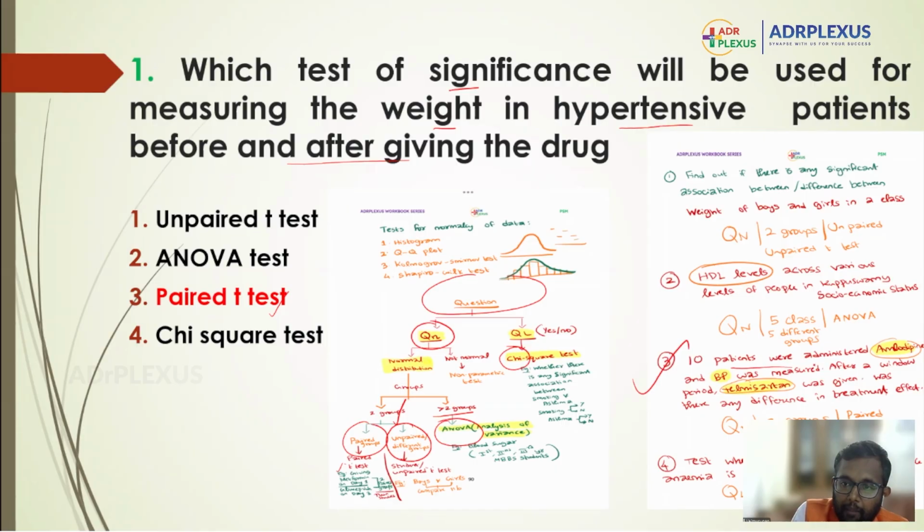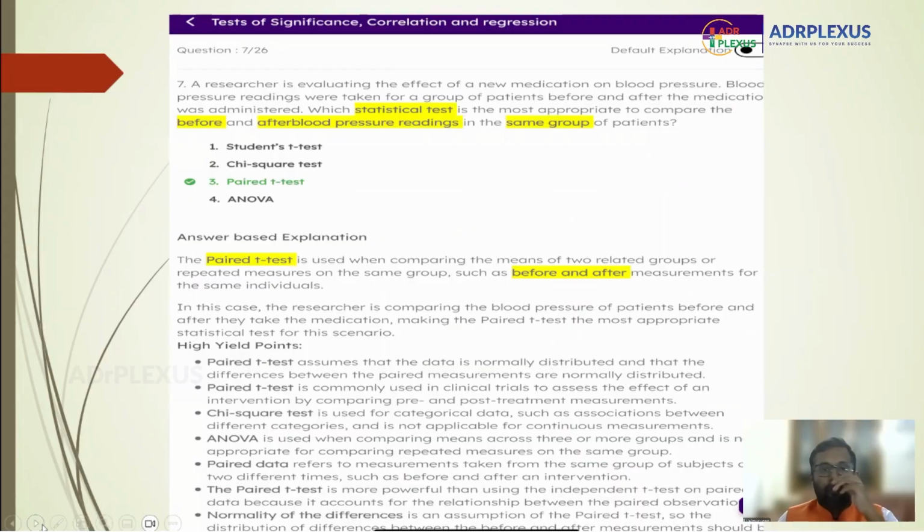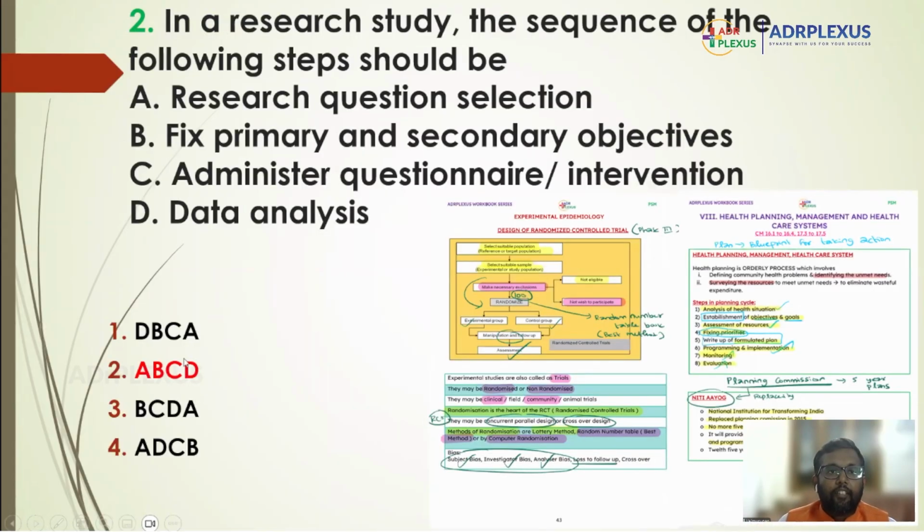10 patients were administered amlodipine and BP was measured, and after a washout window telmisartan was given. Was there any difference in the treatment effect? It is quantitative, two groups which are similar, paired, so it is the paired t-test, almost the same as what we discussed. This is from our Q bank. Now going to the next question.